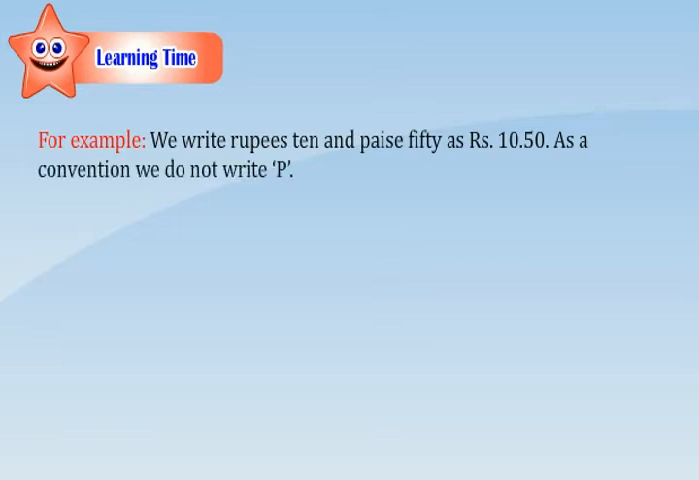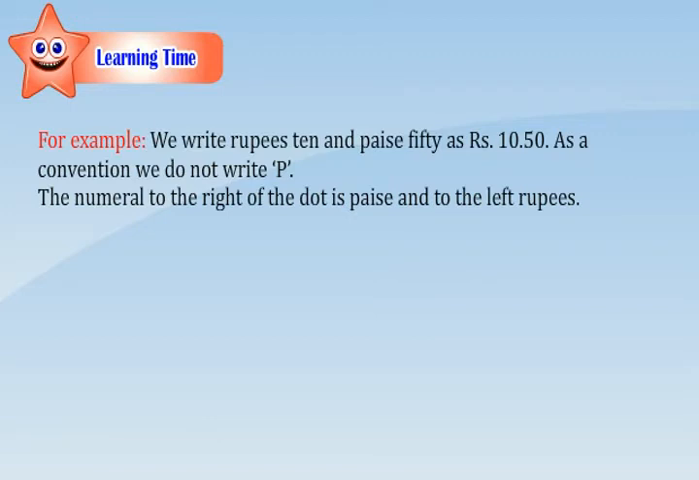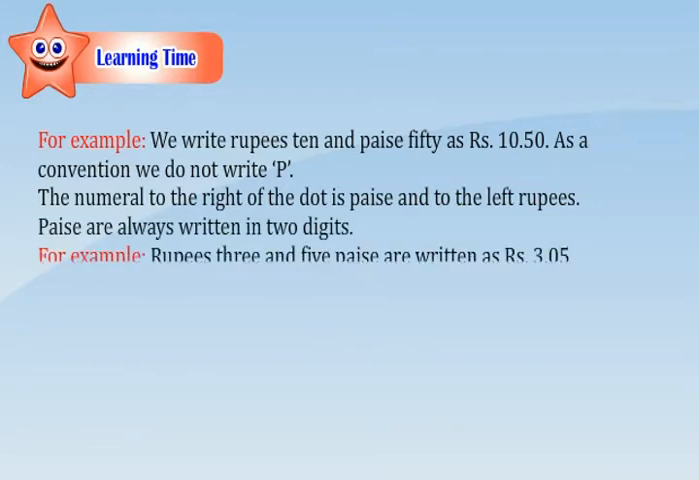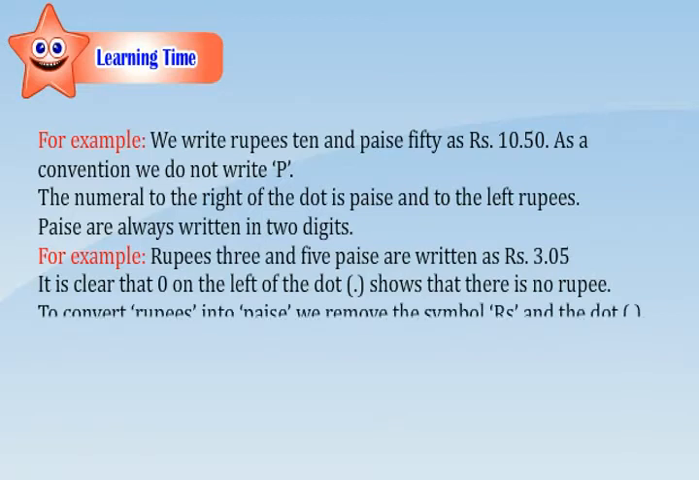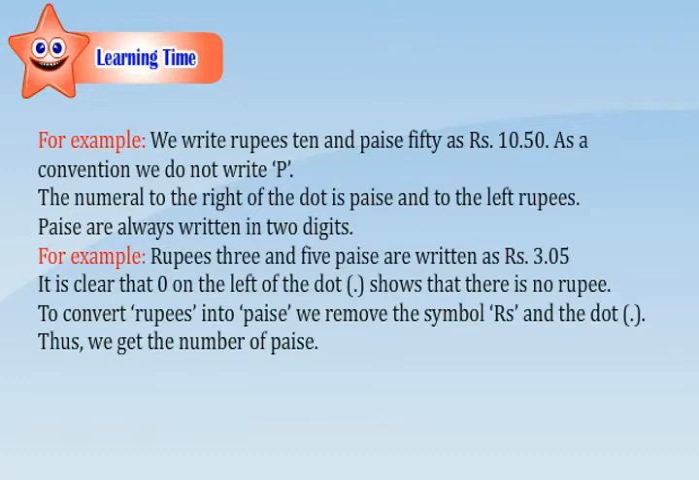As a convention, we do not write P. The numeral to the right of the dot is paise and to the left is rupees. Paise are always written in 2 digits. For example, ₹3 and 5 paise is written as ₹3.05. It is clear that 0 on the left of the dot shows that there is no rupee. To convert rupees into paise, we remove the symbol Rs and the dot. Thus, we get the number of paise.